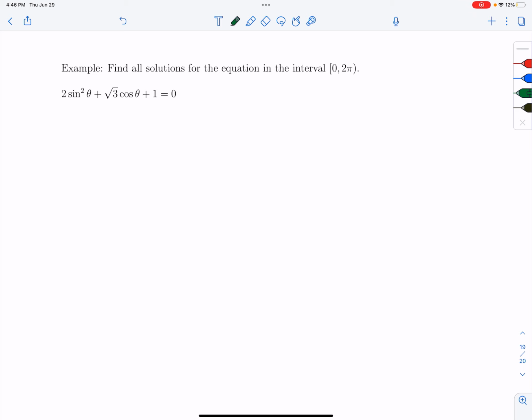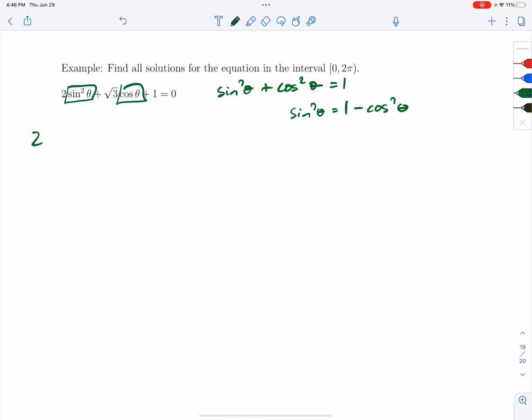So we have 2 sine squared theta plus square root 3 cosine theta plus 1. One thing to notice is that we have 2 different trig functions here. So when we see sine squared of theta, that should remind us of the Pythagorean identity. If I subtract cosine squared from both sides, I get sine squared theta equals 1 minus cosine squared theta, and that's the substitution we're going to make. By doing that, we end up with only cosines in the equation.